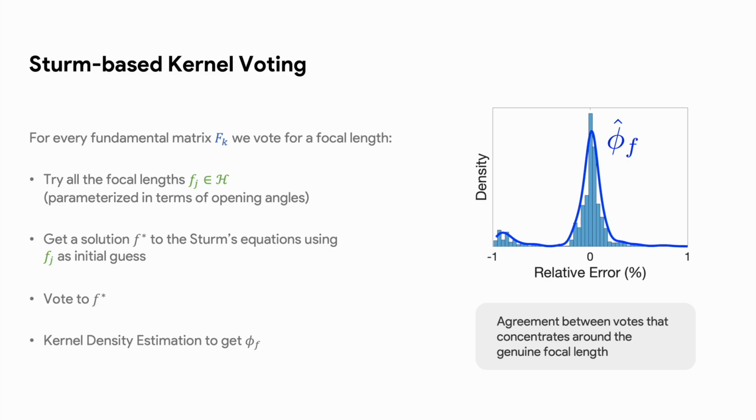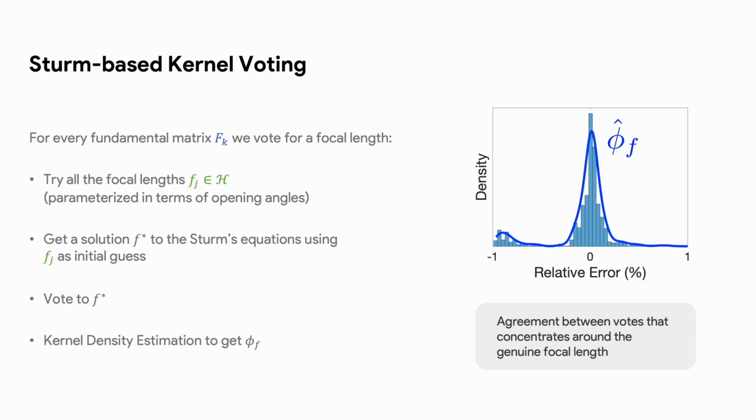So every semi-calibrated fundamental matrix returns an estimate of the true focal length of the camera. For every fundamental matrix Fk, we try all the focal lengths Fj in our tentative set H, and we get a solution F star to the Sturm's equation using Fj as initial guess. The solution F star is used to cast a vote. And finally, a kernel density estimation step is used to estimate the probability density function of F.